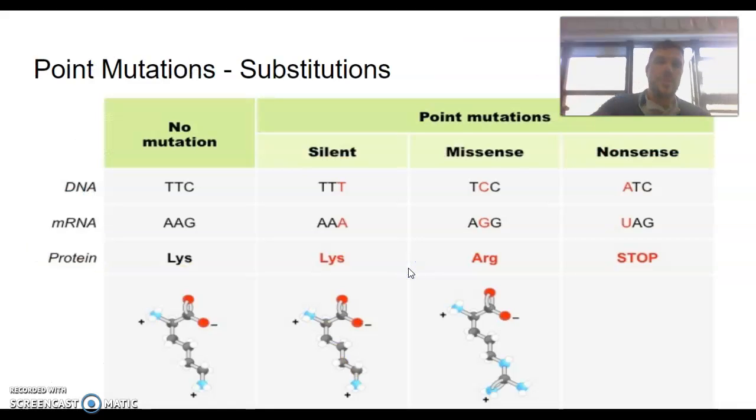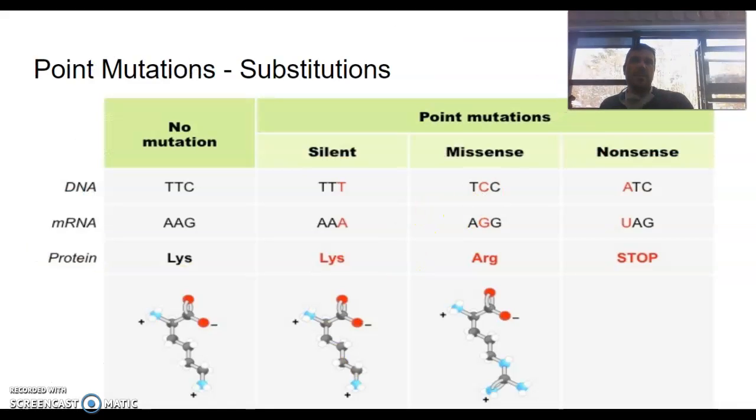So, different types of mutations. The first kind of mutation that I want to talk about are point mutations. Another way to think about these is to call them substitutions. Here we've got our no mutation version. The DNA is TTC. The codon for that would be AAG, and that codes for lysine, an amino acid.